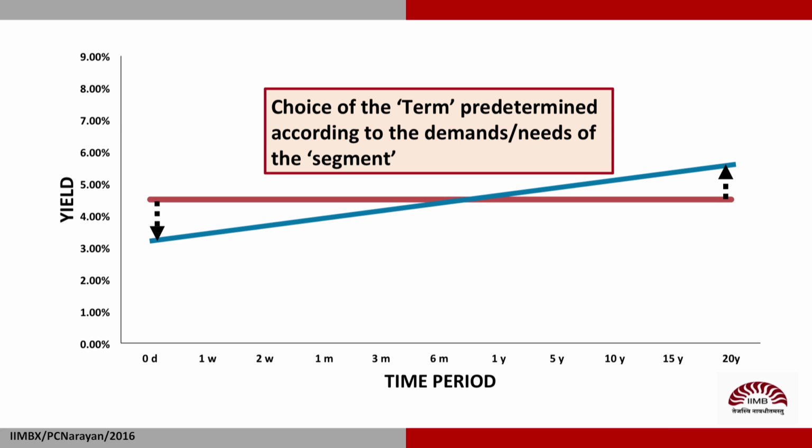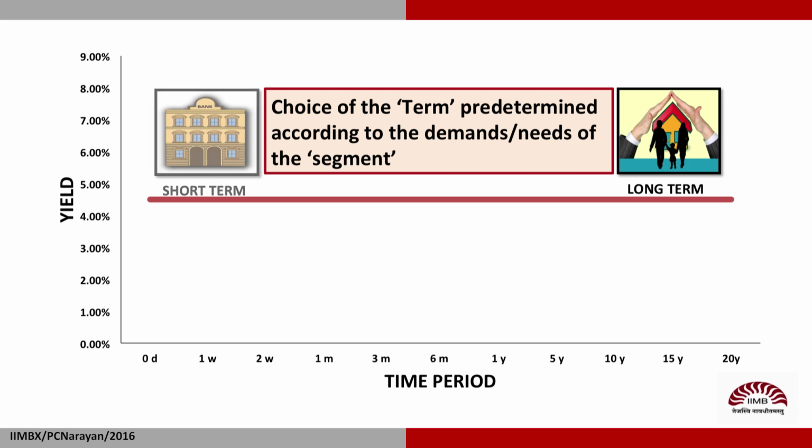This embedded preference by the participants in the financial system to either be in the short to medium term or in the long term lends another interpretation to this whole concept of term structure of interest rates. Insurance companies prefer the long term, banks prefer the short and the medium term. And the choice of the term, therefore, is determined according to the demands and the needs of the segment where that institution is operating, insurance companies, pension funds, banks, and so on, rather than the expectation on interest rate movements as we saw in the pure expectations theory.